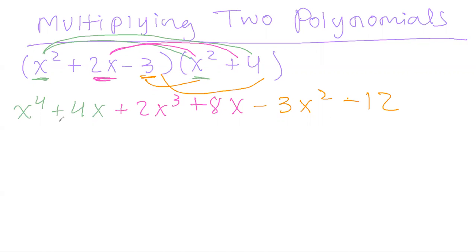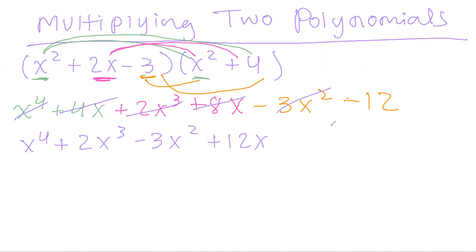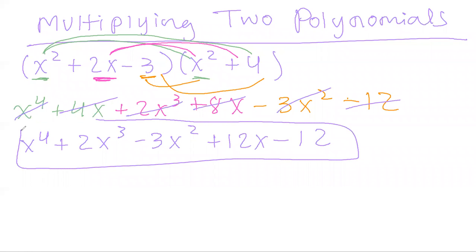And at this point, I'm going to combine like terms. So x to the 4th tags along, 2x cubed, minus 3x squared. I can combine 4x and the 8x, so I get plus 12x. And then the minus 12 just sticks around here. So that's my answer. Here, let's do a few more examples like this.